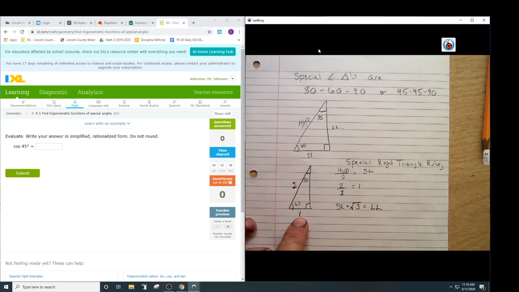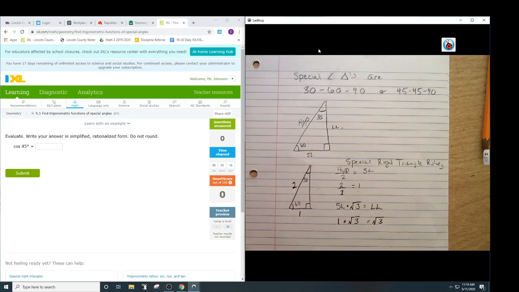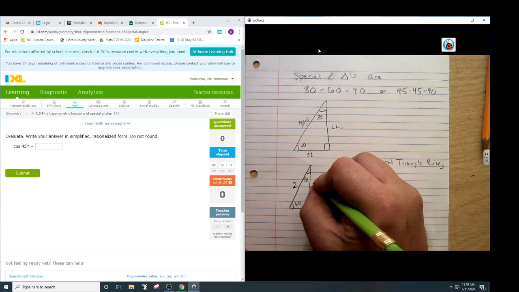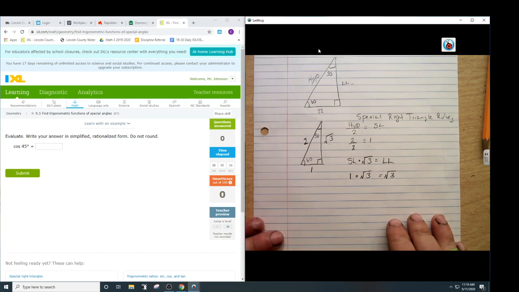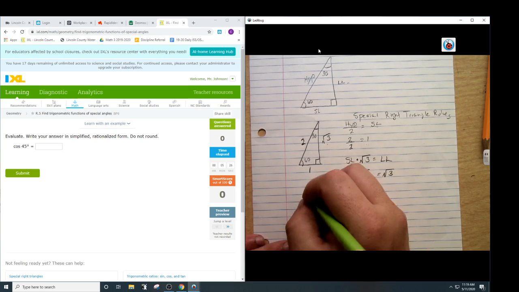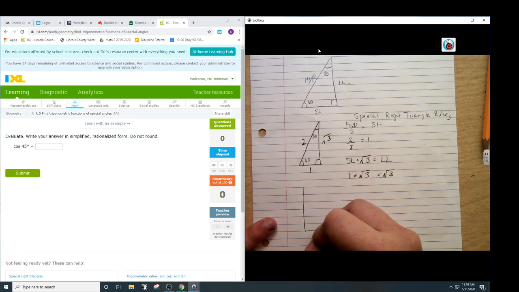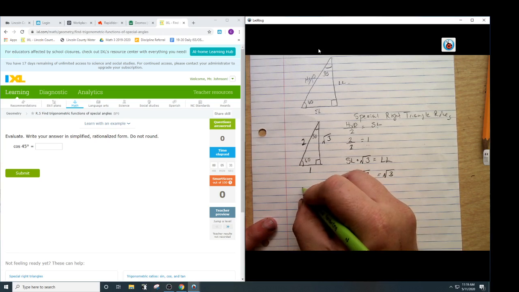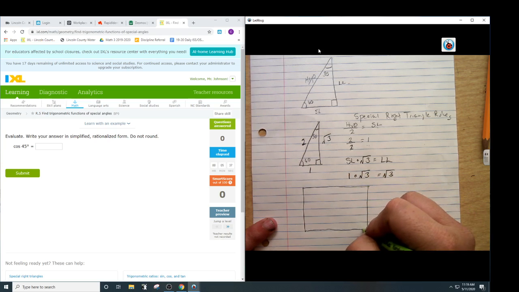So now, if the short leg is 1, then that's going to be 1 times the square root of 3, which is simply just the square root of 3. So the long leg is the square root of 3. Now let's fill up a chart here. Usually I do this with Math 3, but this will give you a little head start for next year. Either Math 3 teacher you have, you'll probably fill this chart in.